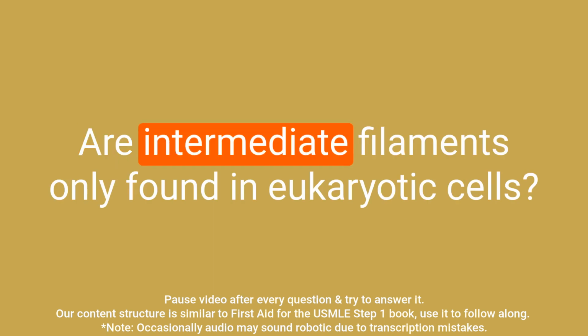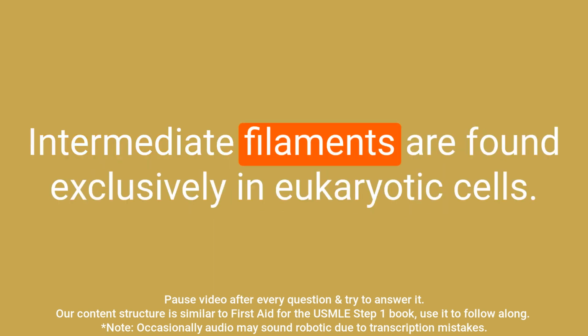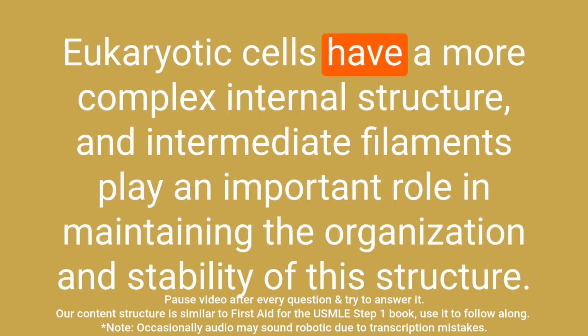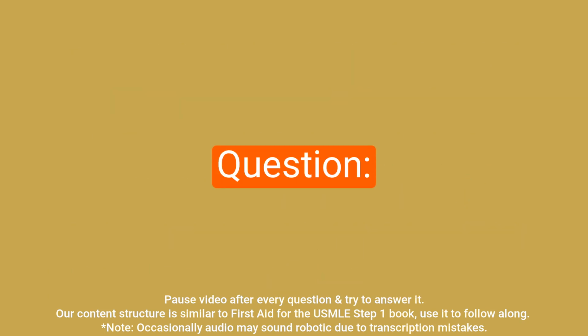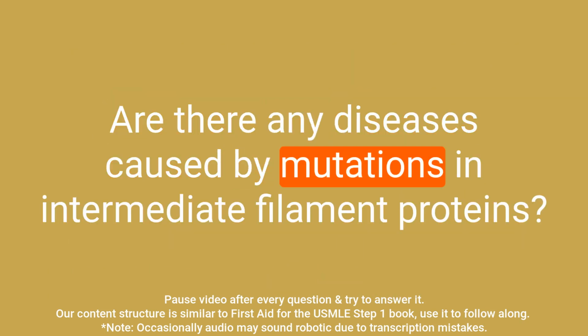Question: are intermediate filaments only found in eukaryotic cells? Answer: intermediate filaments are found exclusively in eukaryotic cells. Eukaryotic cells have a more complex internal structure, and intermediate filaments play an important role in maintaining the organization and stability of this structure.